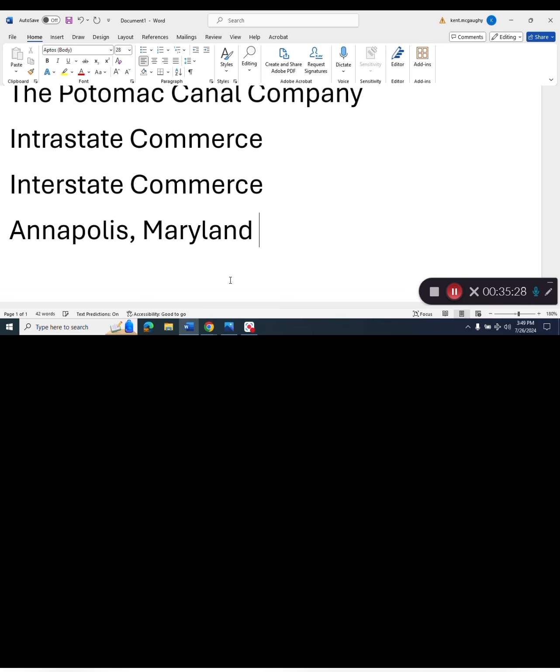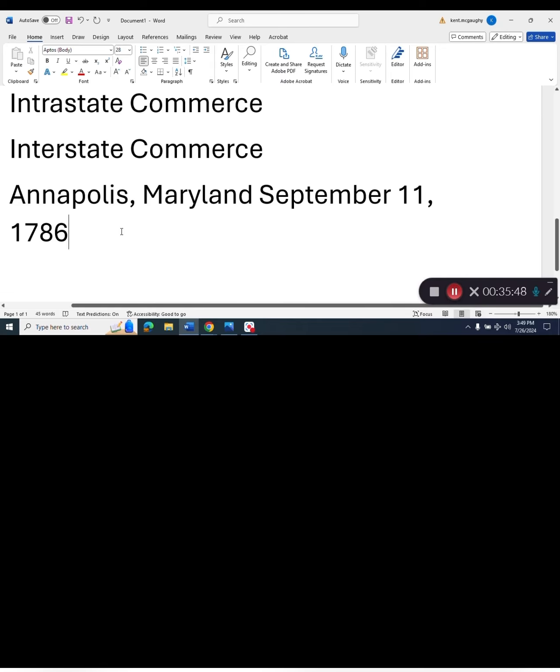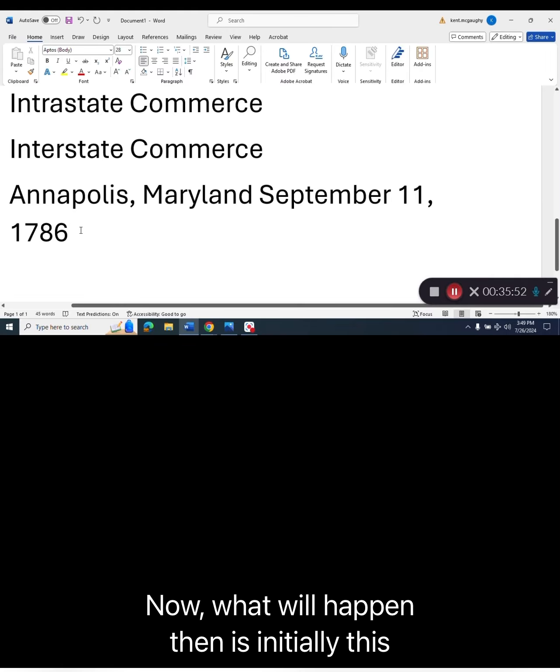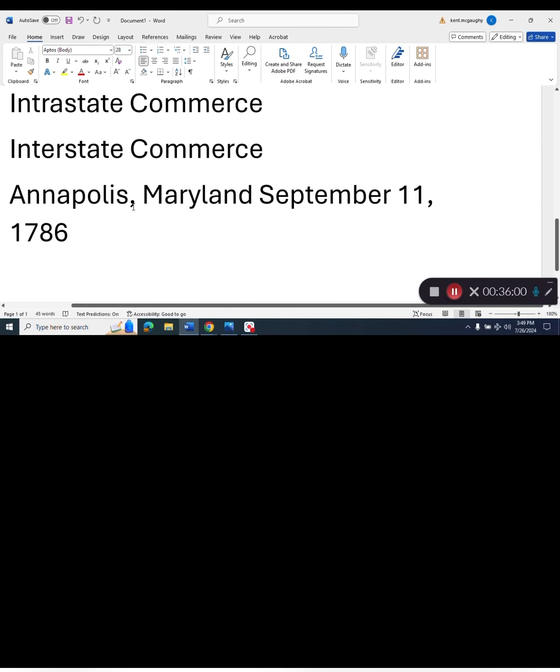And that meeting would begin on September 11th, 1786. Now, what will happen then is, initially, this meeting at Annapolis was to only include Maryland and Virginia.